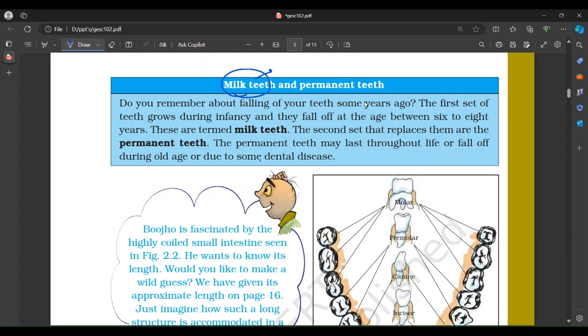The first set of teeth grows during infancy and they fall off between the ages of 6 to 8. These are termed milk teeth. The second set replaces them and is called the permanent teeth. The permanent teeth may last throughout life or fall off during old age or due to dental diseases like cavities. Because of cavities they can fall before old age, right?